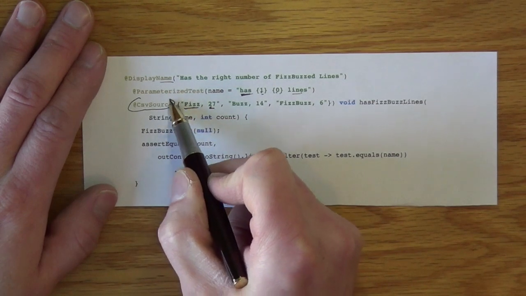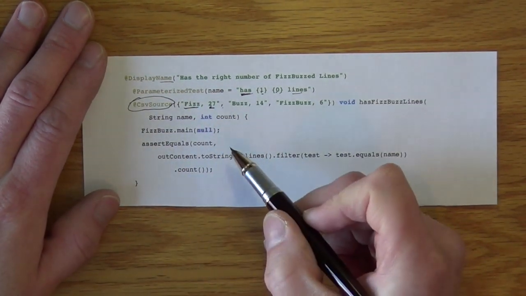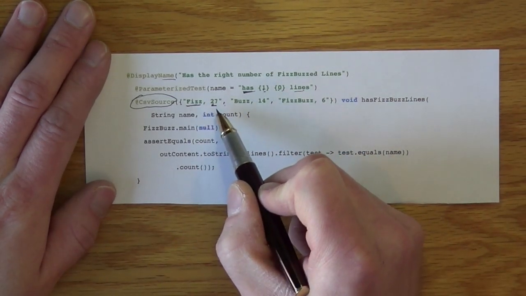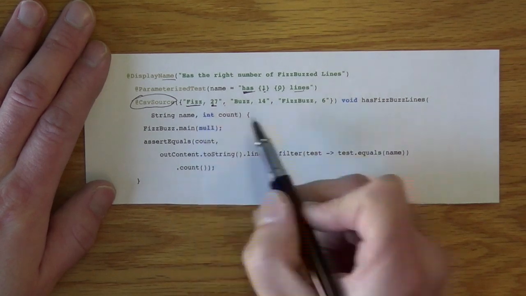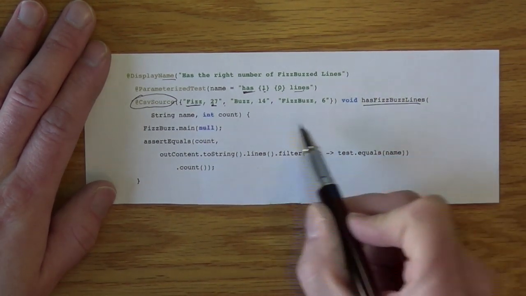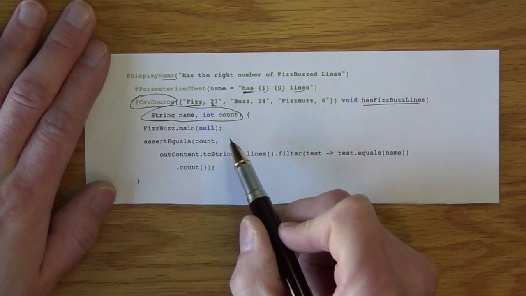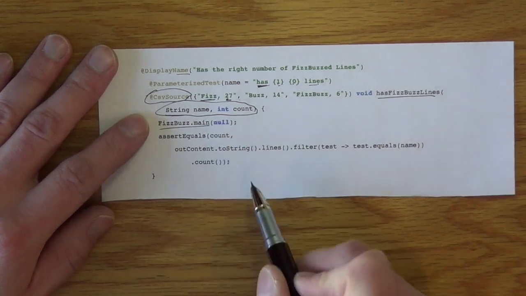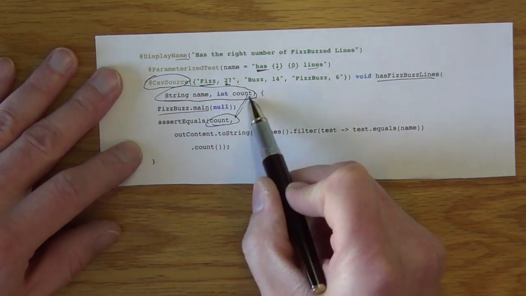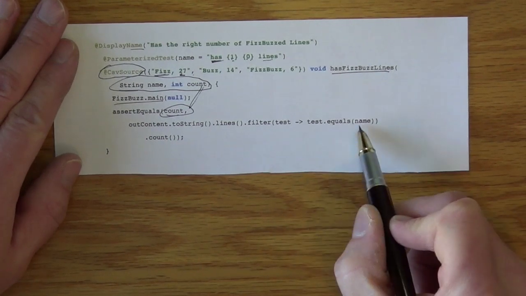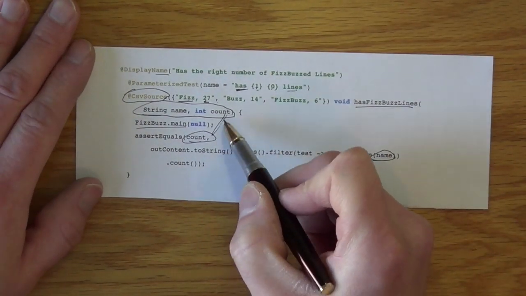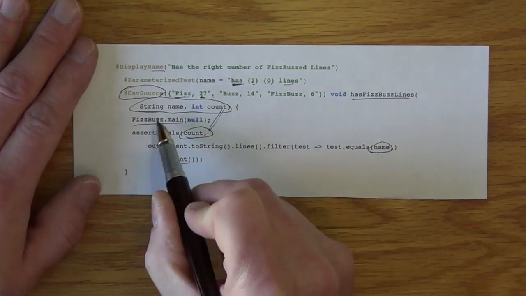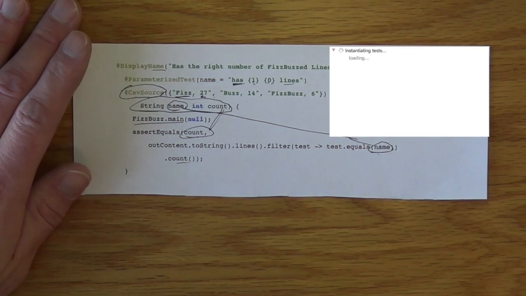We're giving it a source, CSV source, and this is just a comma-separated list basically of the list of things, and then each element is comma-separated inside of that list. We have the name of the test, and here's the parameters that we're passing in, giving it the string name and an integer count. We call the program, and then we assert that the count that we expect is the count that we get from filtering the list again on that name that we got passed in. Okay.